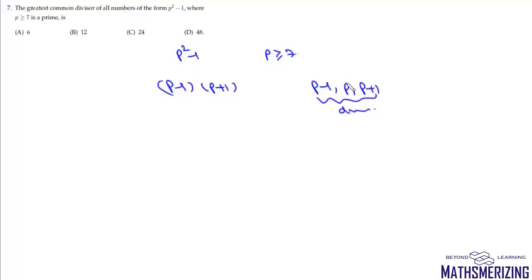Now question number 7 is GCD of all numbers of the form p square minus 1 where p is greater than equal to 7 is. We can write p square minus 1 as p minus 1 and p plus 1. Now we'll take 3 consecutive numbers p minus 1, p and p plus 1. One of them is divisible by 3. Now this p is a prime number. It is not divisible by 3. So that means one of p minus 1 and p plus 1 is divisible by 3.